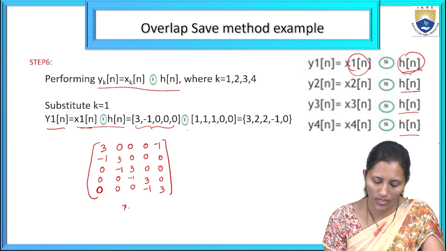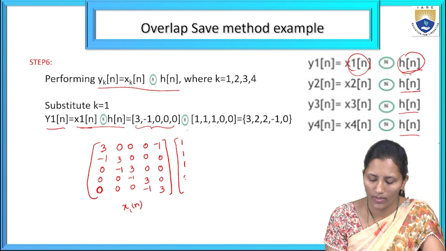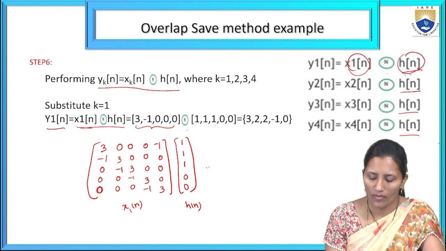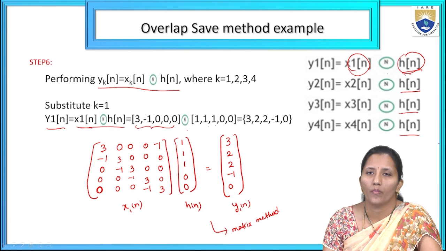So this is x1 of n from the matrix method. h of n, we have to write as a column. This is h of n. After performing the matrix multiplication, we get this result. This is your y1 of n. By which method? The matrix method for circular convolution we are performing here.